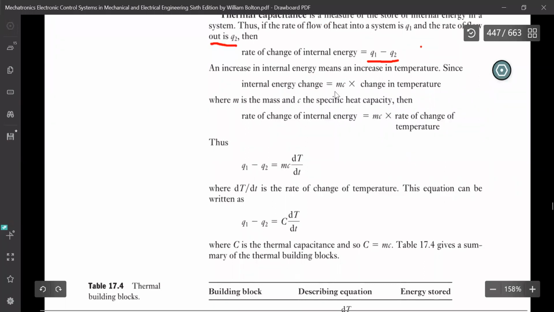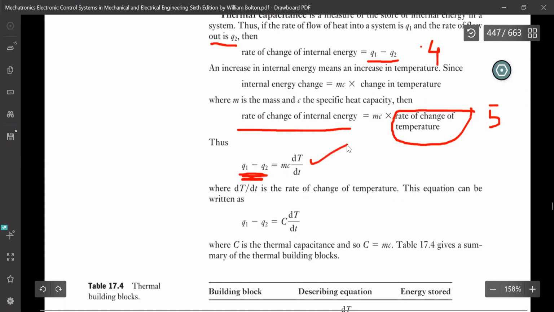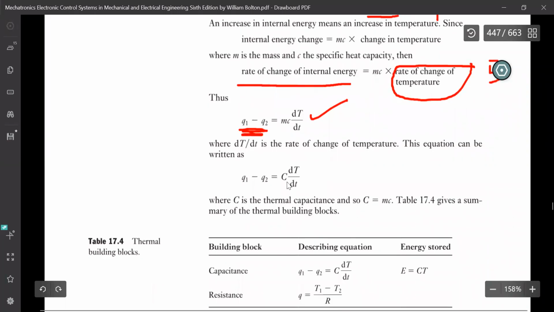Internal energy change would be equal to m c, where m is the mass and c is the specific heat, times the change in temperature. So the rate of change of internal energy would be equal to m c times the rate of change of temperature. You got that? So we can compare this equation with the fourth equation. From these two, Q1 minus Q2, the rate of change of internal energy, is equal to mass times specific heat times the rate of change of temperature. So this can be written as Q1 minus Q2 is equal to C dT/dt. C is the thermal capacitance, which is equal to mass times specific heat.